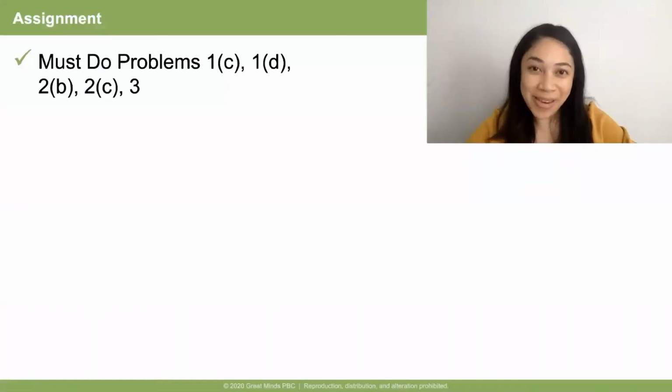For today's assignment, your must-do problems are here on the screen. Go ahead and set a timer or watch the clock for 10 minutes to complete these problems. Of course, if you have additional time, feel free to work through any other problems on the pages.